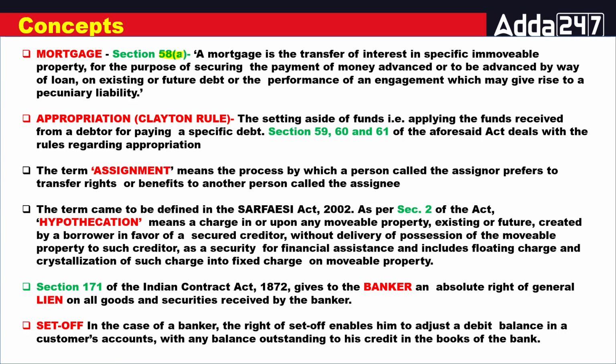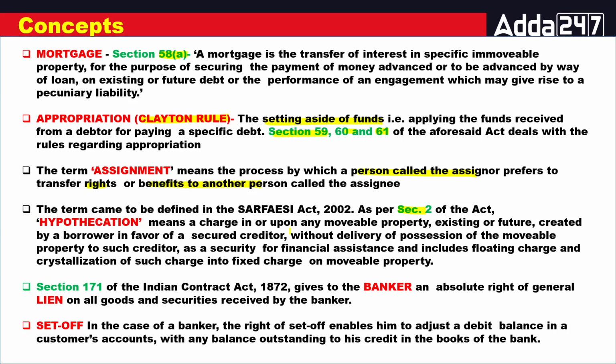Then mortgage, section 58 we have already done. Okay, section 58A. Clayton's rule is given in the Indian Contract Act, sections 59, 60, 61. It is also called FIFO, first in, first out. Setting aside the fund. Assignment is the process by which a person called the assignor transfers the right and benefit to another person. Hypothecation, section 2 clause N.